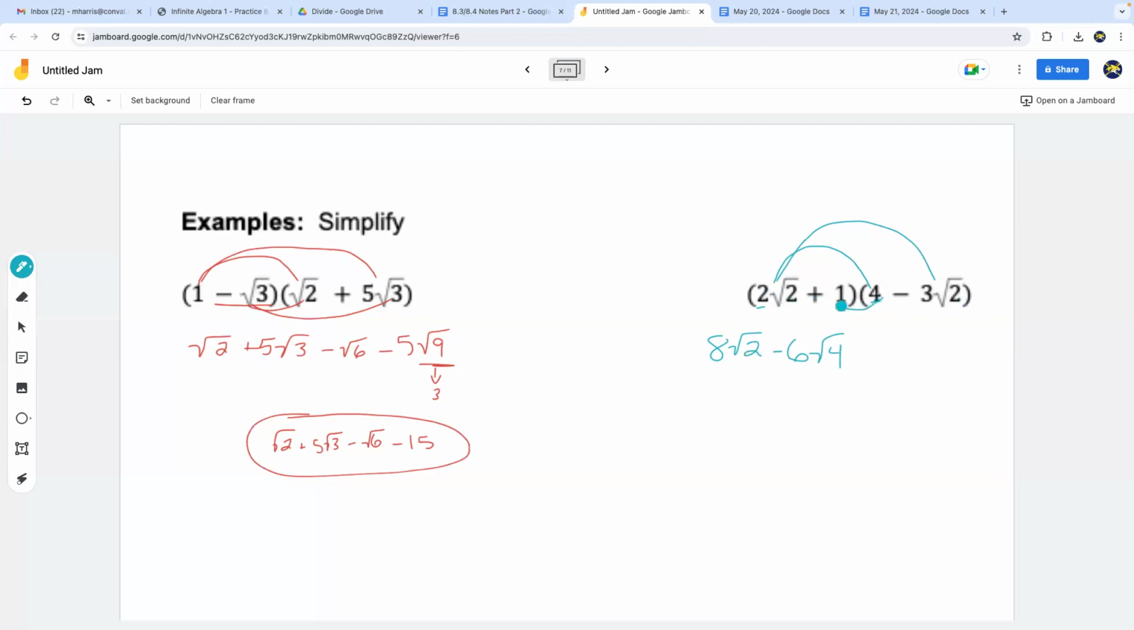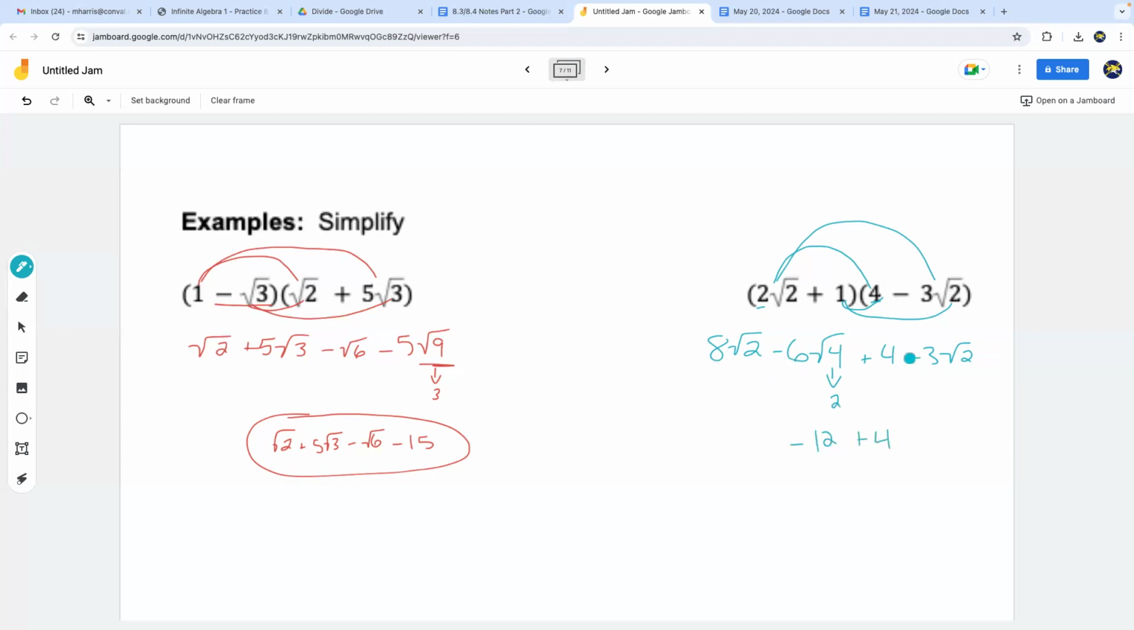Next, I'm going to take the 1 times the 4, and I'm going to take the 1 times the negative 3 root 2. 1 times 4 is 4. 1 times negative 3 root 2 is just negative 3 root 2. Next, we simplify. As I mentioned, I always like to find, are there any perfect roots? Yes, 4. We can turn root 4 into 2. So now we have negative 6 times 2, which is negative 12. We'll include this plus 4.